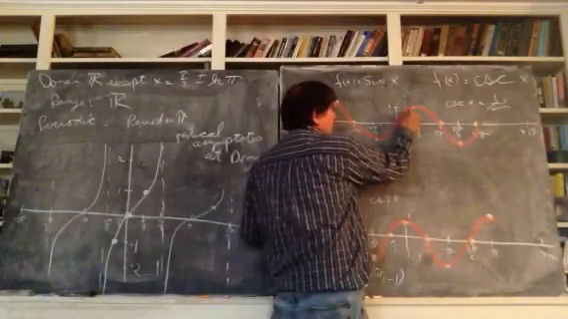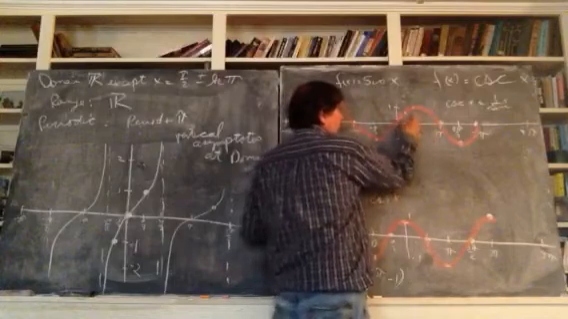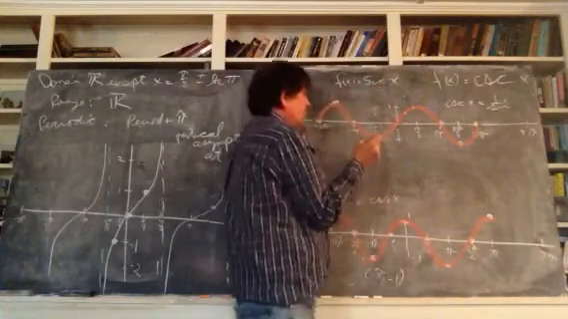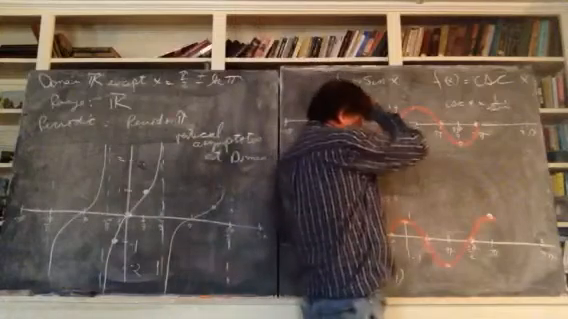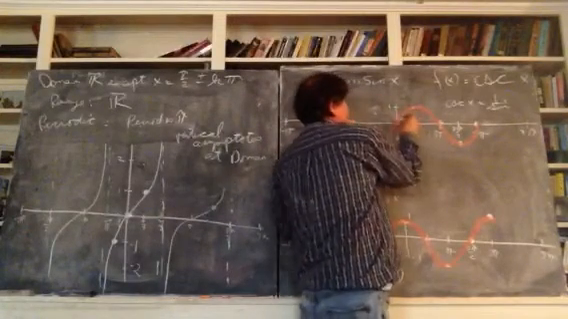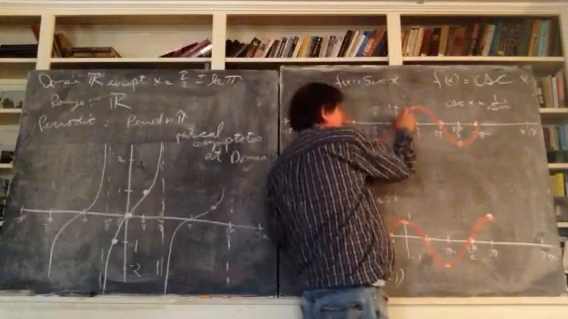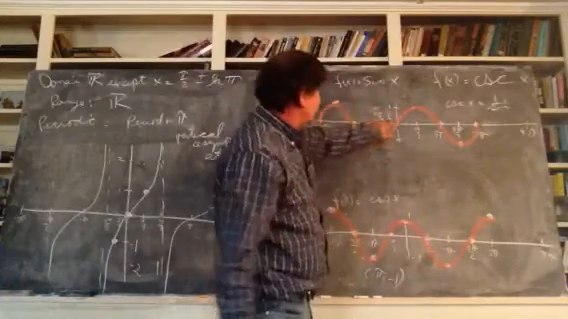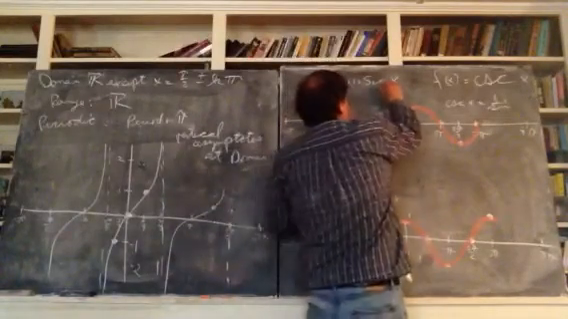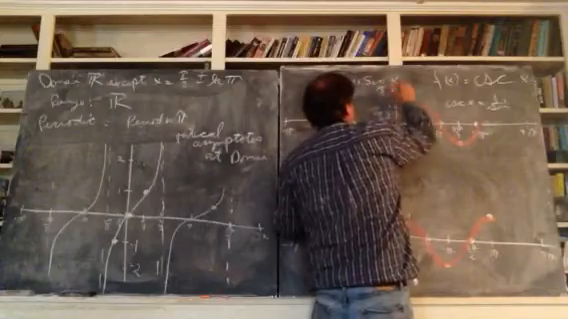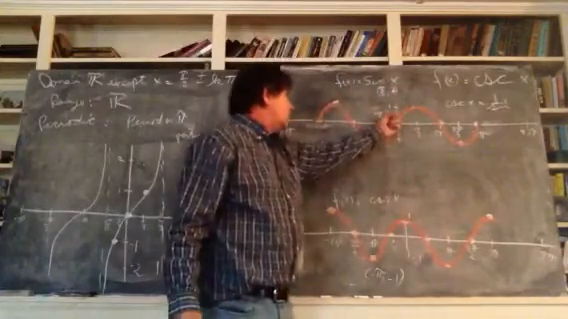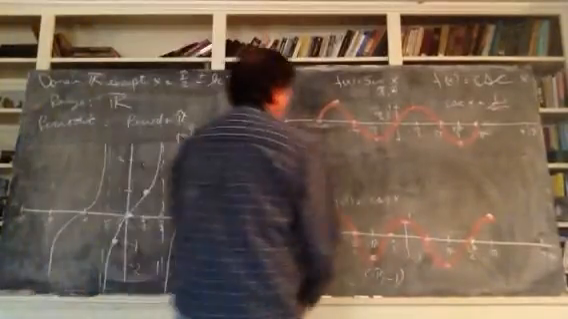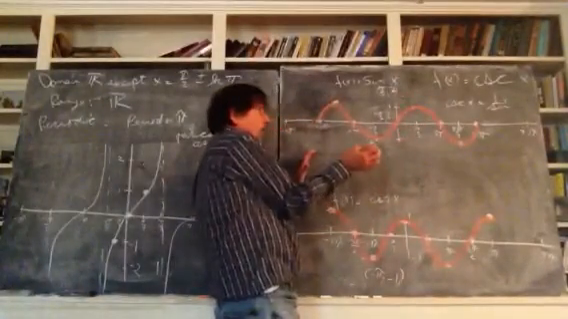Here's pi over 4. How about 30 degrees? That's pi over 6 and 1/2. But now what I'm saying is this is going to be a reciprocal. So pi over 6 and 2 is going to be on the graph, because we're taking the reciprocals of the range, of the y values. So that's a point on here.